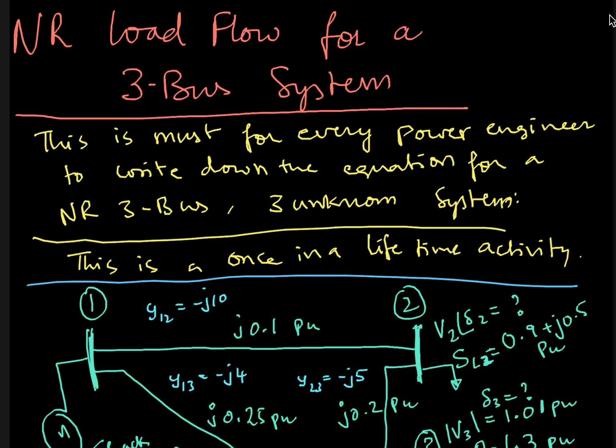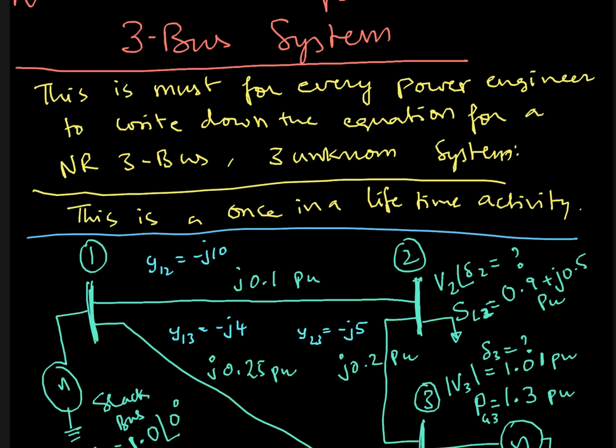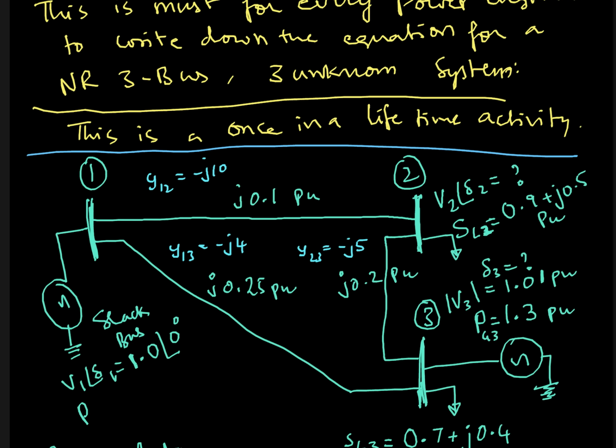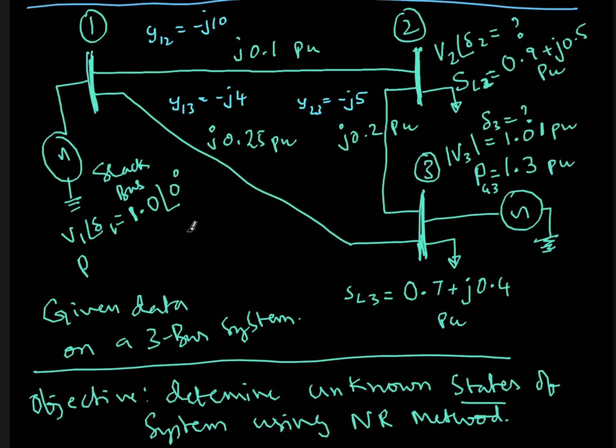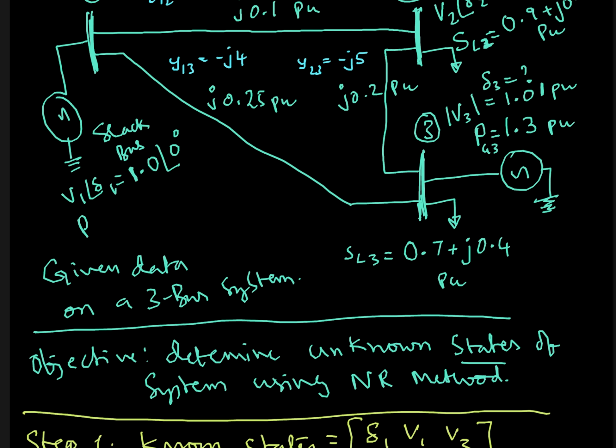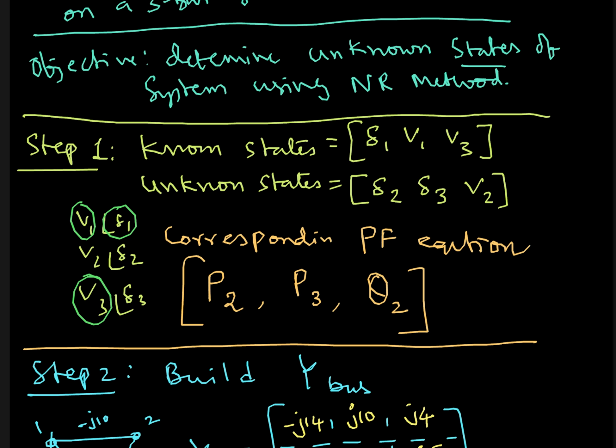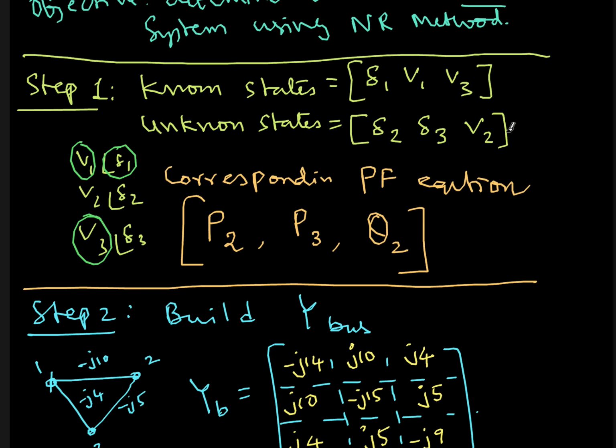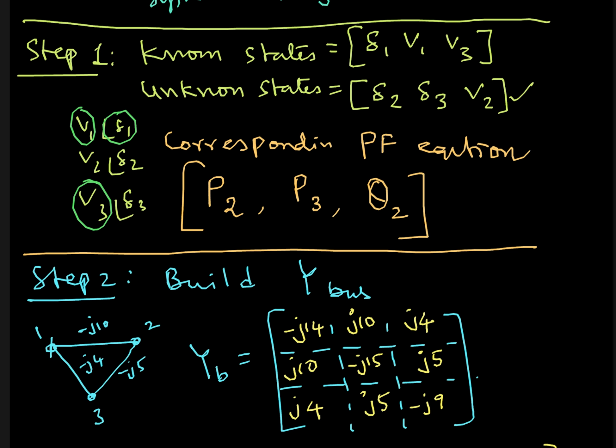So let me quickly review. We wanted to do Newton-Raphson load flow for a 3-bus system. This is a must for every power engineer, to write down the equations for 3-bus and 3 unknown systems. So if you have not done it anytime in your life, please do it at least once. I have taken a sample 3-bus system with some sample values. So then coming down, the objective is to determine the unknown states. The objective is to find out the values of delta 2, delta 3 and v2. Corresponding to delta 2, delta 3, v2, p2, p3, q2 are the power flow equations I need to solve.